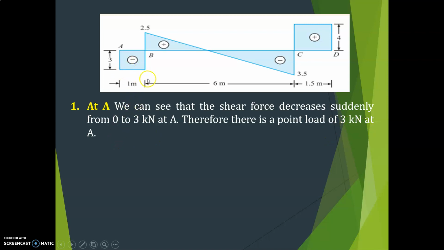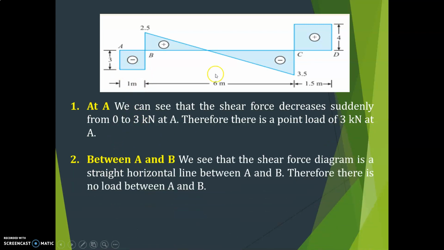Then between A and B there is no loading, because you can see it is a straight horizontal line between A and B, and it looks like a rectangle. So there is no loading between A and B.